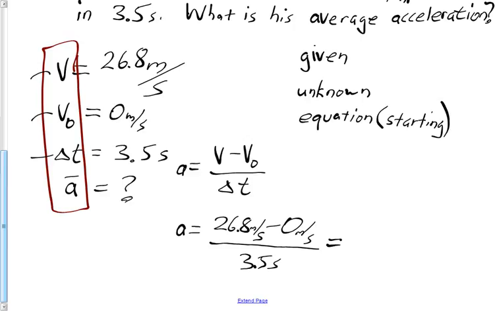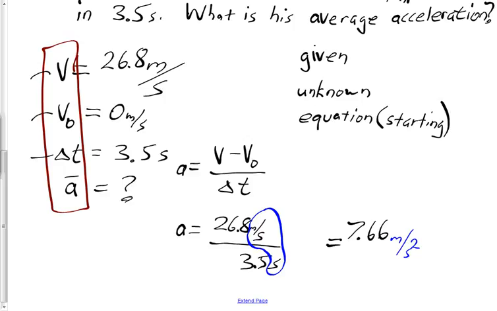Let's see. So if we take 26.8 divided by 3.5, that's going to give us a value of 7.66. And we need to look at our units. Our units are going to be in meters per second. In fact, as I said, we can actually get rid of that 0. It's not really relevant. Makes it easier for us to recognize our units. So I've got meters per second, which gives us our value of 7.66 meters per second squared. Or meters per second would be just as good. It's just as acceptable.